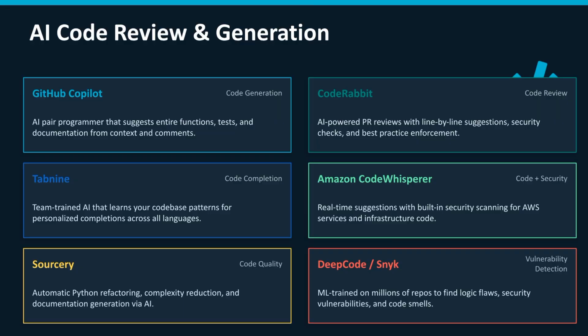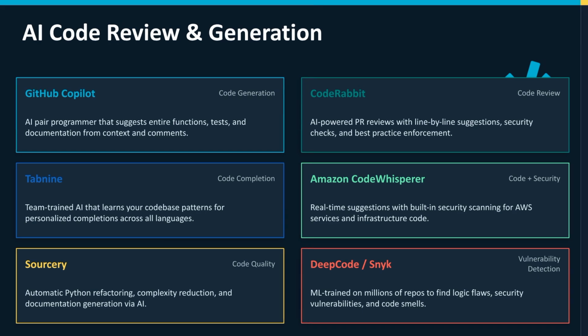AI tools like GitHub Copilot and Tabnine focus on code generation and completion. Tools like CodeRabbit and Amazon CodeWhisperer aid in code review and security. DeepCode/Snyk specializes in vulnerability detection using ML-trained models.